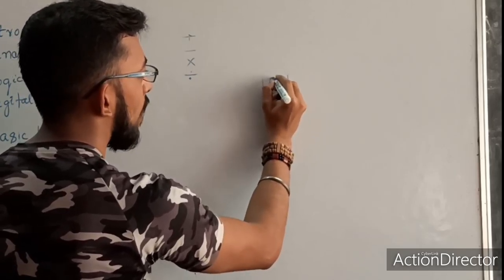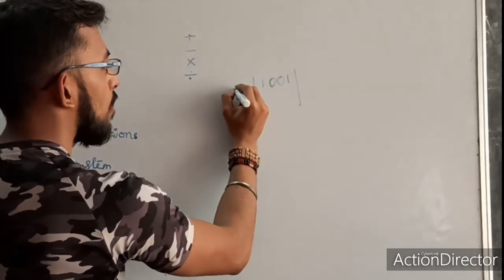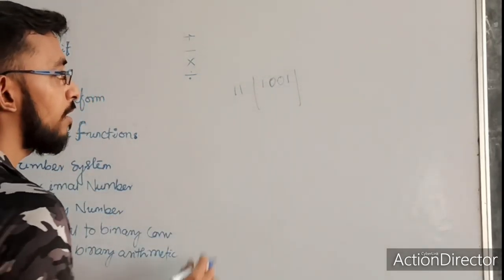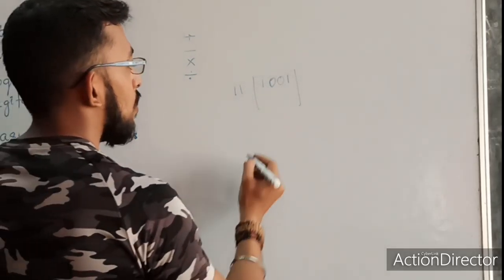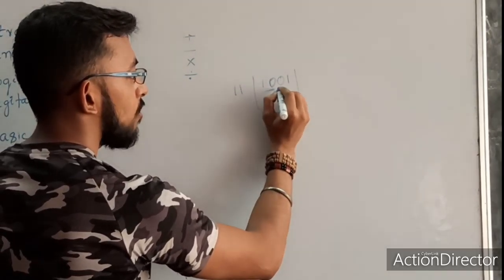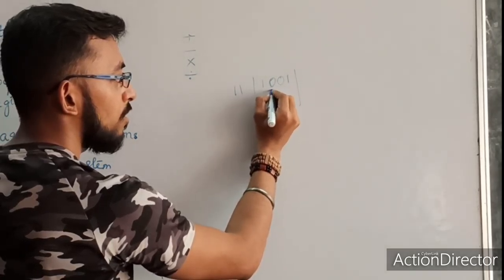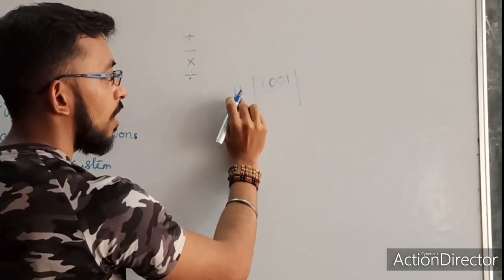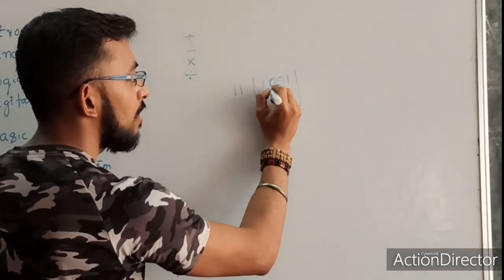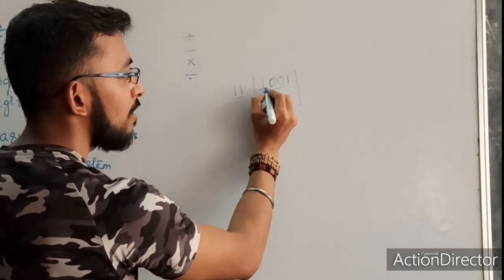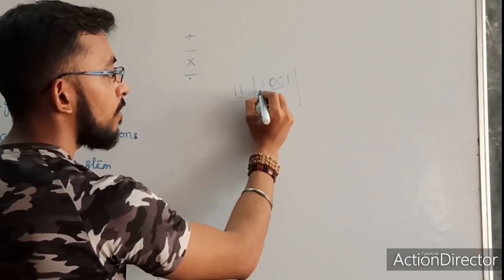1, 1, 8, 9. Let's take 1001. And divide this value with 11. Divide this 1001 with this 11. So in 1001, I have to take the first 2 digits. What are the first 2 digits? Which is nothing but 10, and this is 11. So I can't use these 2 digits, because this value is a bit higher than this 2 digit value. So I have to take 3 digits.